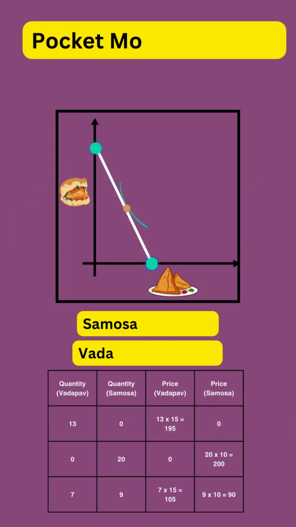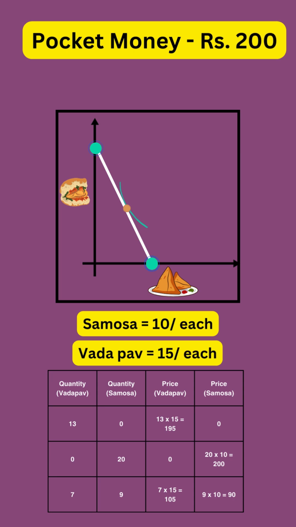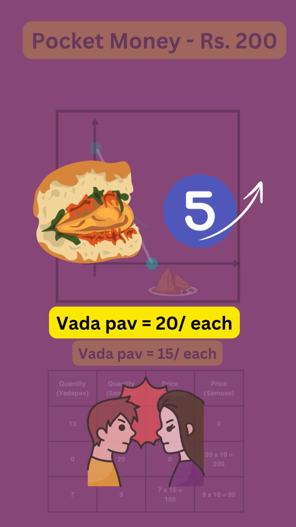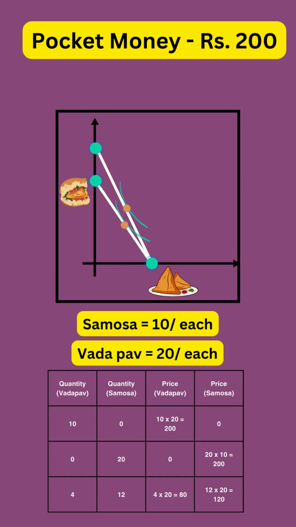Let's understand it graphically. Initially, when the price was 15 rupees for each vada pav, you could afford 7 of them and 9 samosa. But when the price went up by 5 rupees, you were afraid your friends might start fighting about it, so you decided to buy only 4 for your special friends and 12 samosa for your other friends. Therefore, the budget line rotates inwards, indicating a reduction in your real income when buying vada pav.